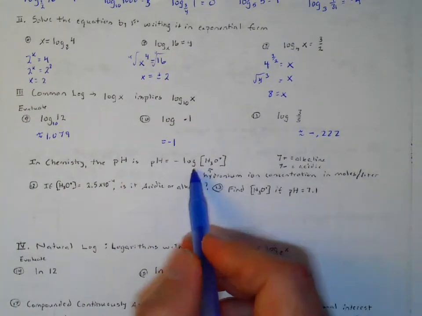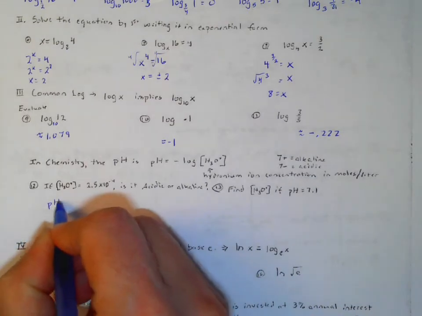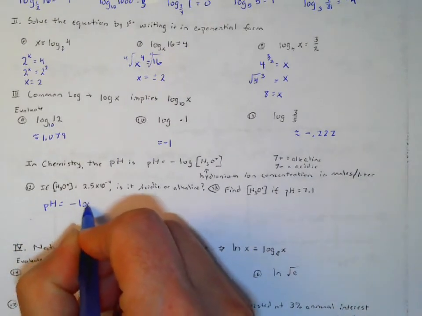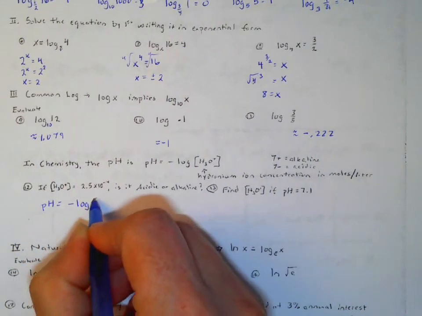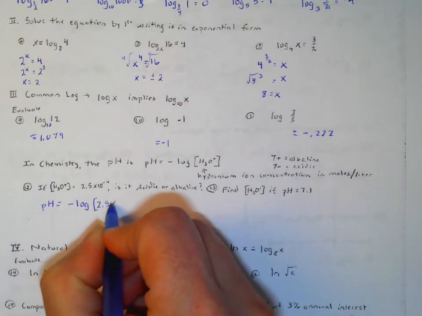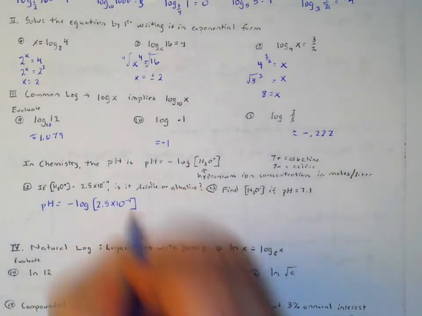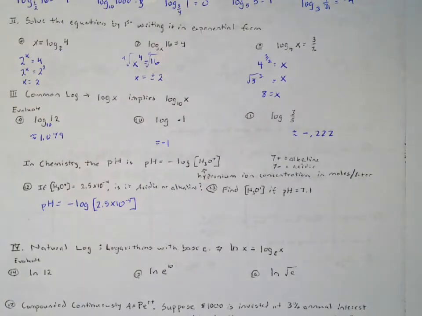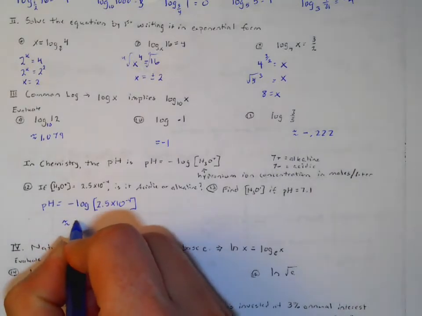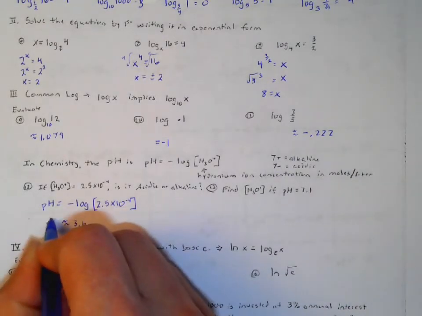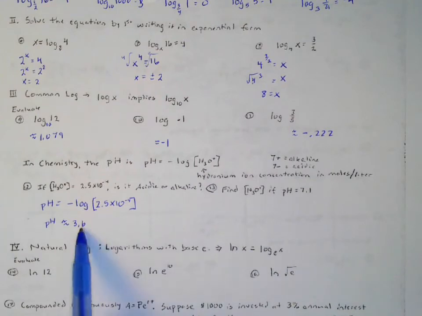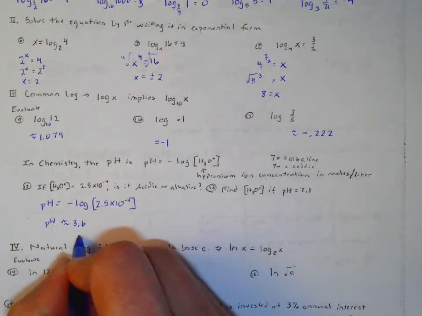Okay, so what we can do, our pH would equal negative log of 2.5 times 10 to the negative 4. In working that out, you can use a calculator. We find that it's approximately 3.6. So pH generally goes to the nearest tenth is what they usually do. So it's less than 7, therefore it is acidic.